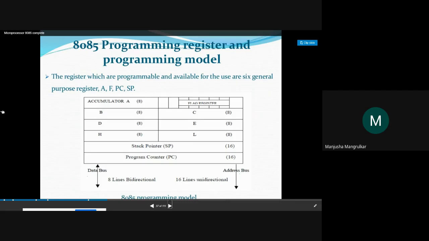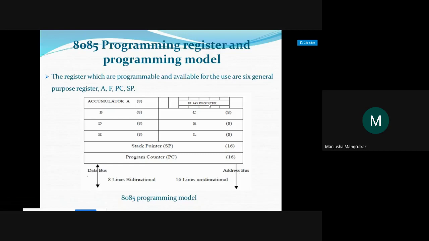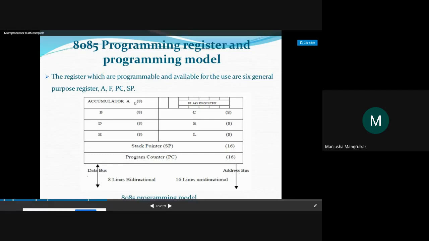8085 programming registers and programming model. These registers are programmable, and we can use the general purpose registers along with A, F, PC and SP. A means accumulator, F means flag register, PC means program counter, SP means stack pointer, right? The accumulator is 8-bit, and it is combined with the 8-bit flag register. As yesterday we saw the flag register format: carry, auxiliary carry, parity, sign and zero flag, right? This is 8-bit and this is also 8-bit. It gives the status of the operation after the ALU, right?